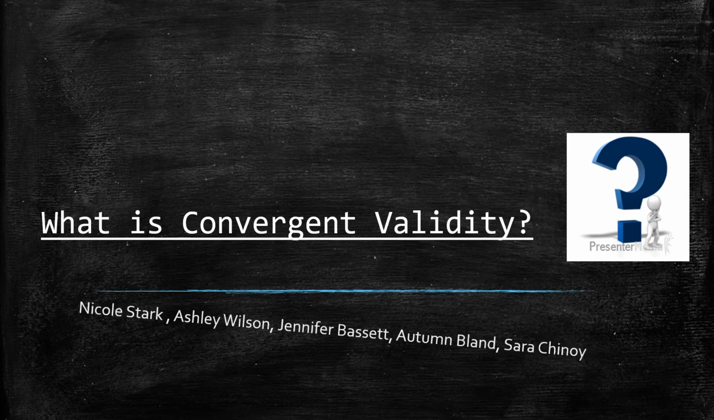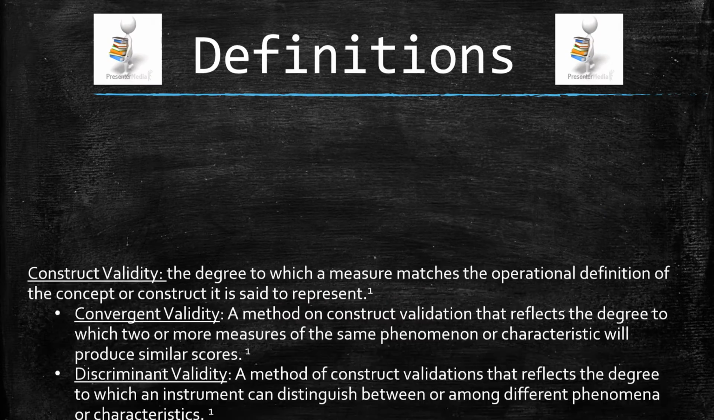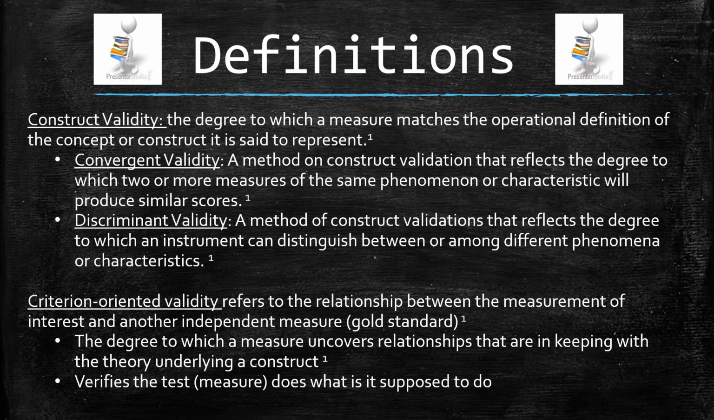What is convergent validity? First, we need to understand not only convergent validity, but the concepts that are related to it as well. Construct validity is the degree to which a measure matches the operational definition of the concept or construct it is said to represent. Both convergent and discriminant validity are aspects of construct validity.